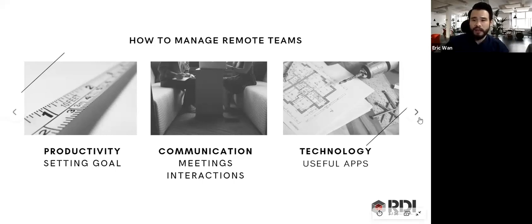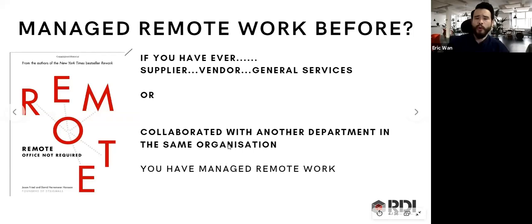But interestingly enough, in the book Remote, written by 2 experts on remote working, Jason Fried and David Hansen, they actually argue that if you have ever used a service, for example, if you use an external law firm, or you use a vendor, or you use a supplier, or just any other general service, even they went as far as to say if you have ever collaborated with another department within the same organization, then you have somehow, some way managed remote work before.